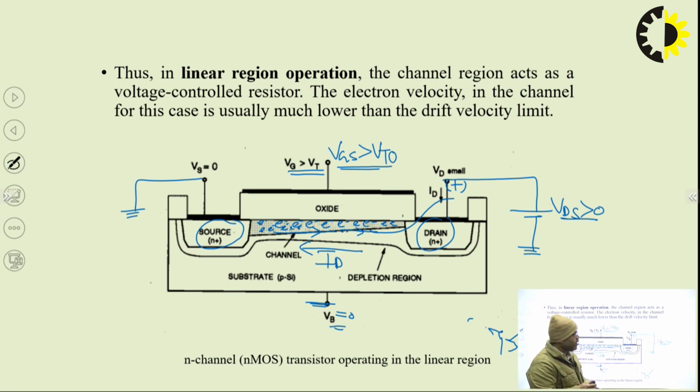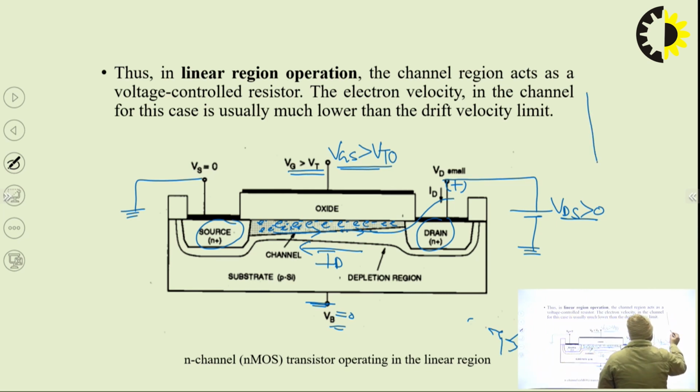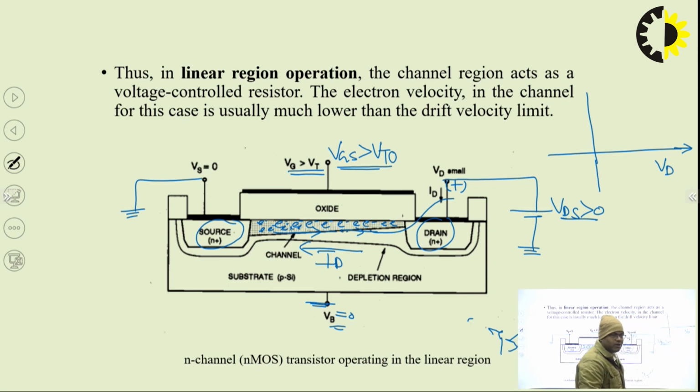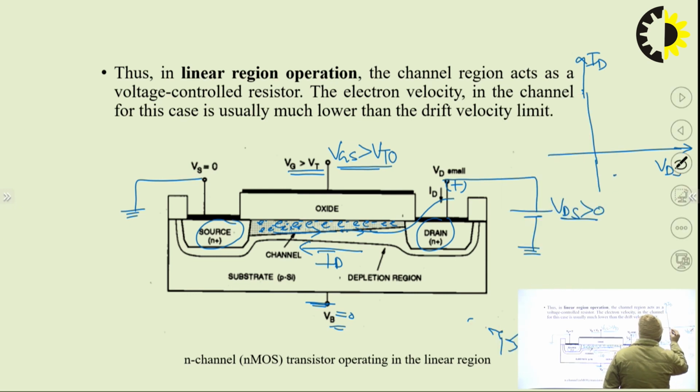This is known as drain current. In this situation, parallelly I am trying to draw the characteristic curve. If I have taken VDS on the x axis and ID on the vertical axis, then initially, if VDS is positive and VGS is greater than VT, the relationship between VDS and ID is found to be linear.